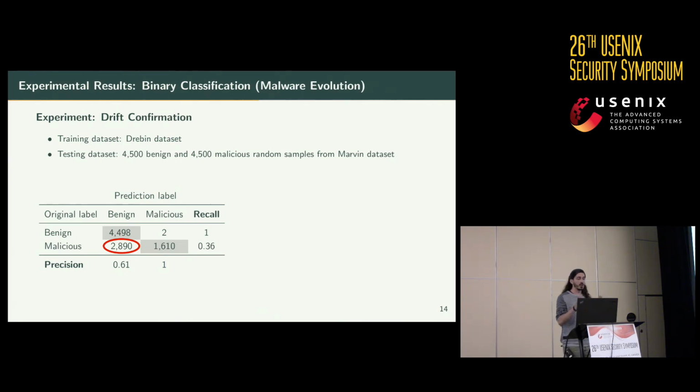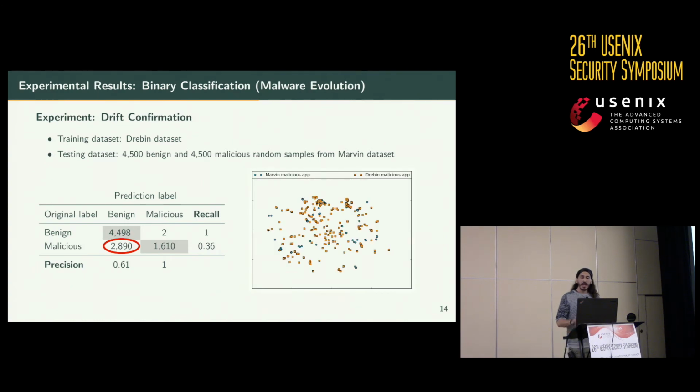So the results are on the confusion matrix here, and we can see that already from the confusion matrix, a lot of malicious applications of the Marvin dataset are misclassified as benign. And this is already a good sign that there is a drift in the data. But to further convince you that there is a drift in the data, I'm plotting the training and the testing objects.